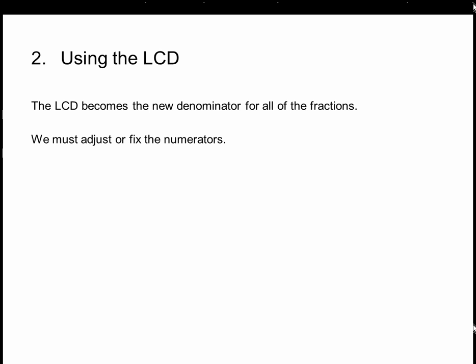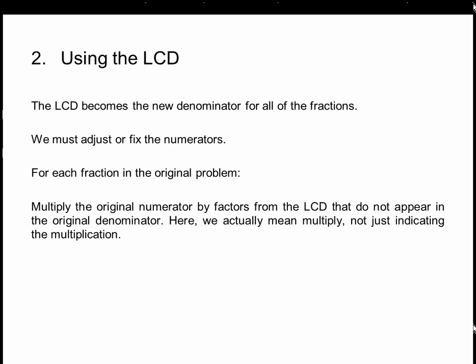So how do we adjust or fix them? For each of the fractions in the original problem, this is what you're going to do. Multiply, and this time we really mean multiply. Multiply the original numerator by factors from the LCD that do not appear in the original denominator. So here we actually mean multiply, not just indicating multiplication. So that might involve distributing or FOIL. Okay, so again, multiply each of the original numerators by factors from the LCD that do not appear in that fraction's original denominator.